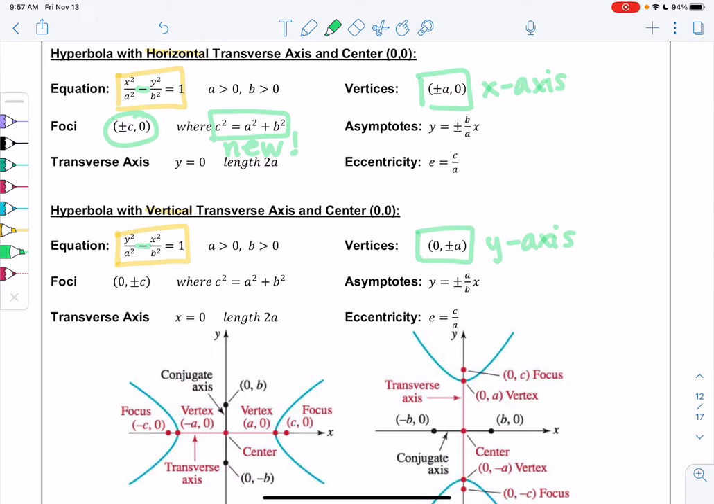And then something that hyperbolas have that the other shapes didn't have is an asymptote. We'll check this out when we graph. So there will be two asymptotes. They'll be at plus or minus b over a times x. And the transverse axis is just the axis that everything's on.